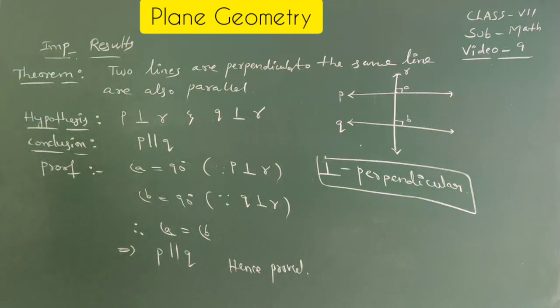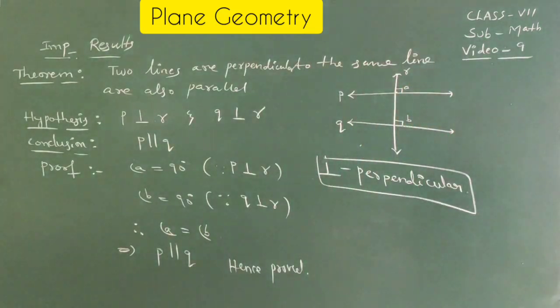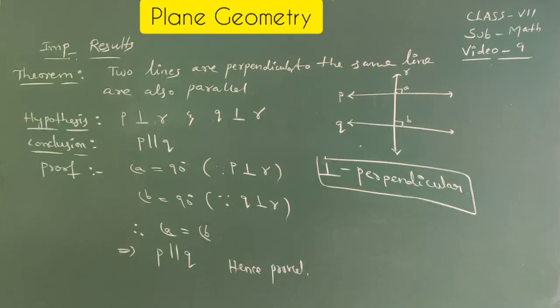If two lines are perpendicular to the same line, P is perpendicular to R and Q is perpendicular to R, then P is parallel to Q. We need to prove this. That is the hypothesis and conclusion. Here the construction isn't required.